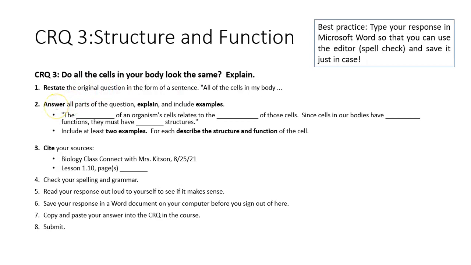Number 2, make sure you answer all parts of the question. Explain your answer and include examples. For example, all of the cells in my body, blah, blah, blah. The blank of an organism's cell's structure relates to the blank of those cells. Since cells in our bodies have blank functions, they must have blank structures. You're free to use that sentence. Just fill in the blanks.